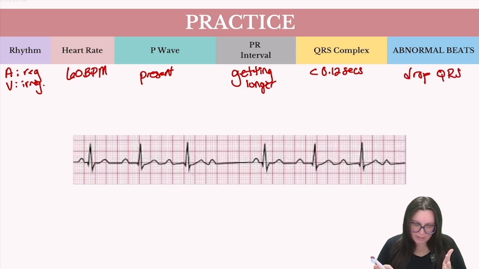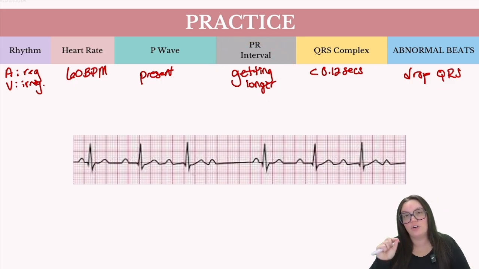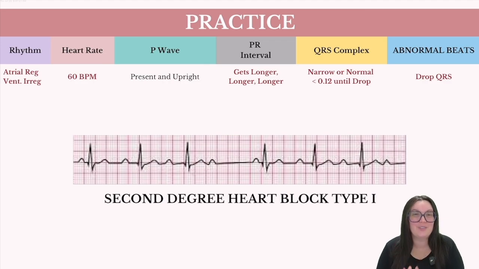So taking a look at this, I have my atria, my ventricle. Atria are regular, ventricles are irregular. My P waves are present, but this is the big thing. That PR interval is the big thing. I'm getting a longer PR interval until eventually I have a drop. What heart block is characterized by that? You are absolutely correct. The correct answer for this is going to be a second-degree heart block, type 1.